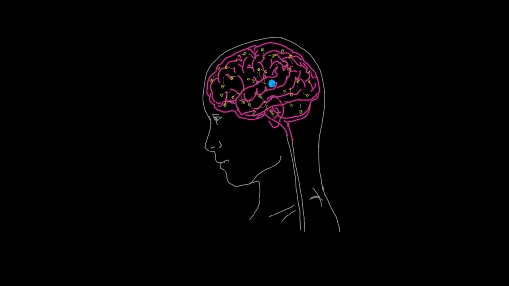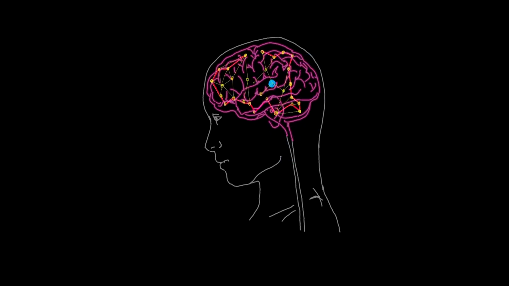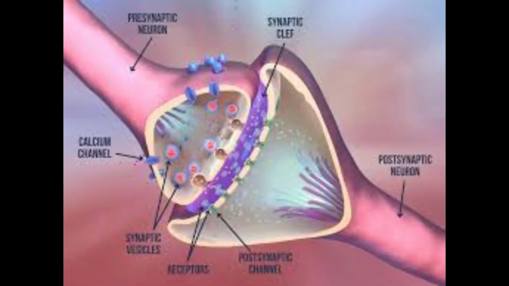Electrical signal conversion. When an electrical signal, or action potential, travels down the axon of the presynaptic neuron, it reaches the axon terminal, triggering a process that enables communication with the next neuron.